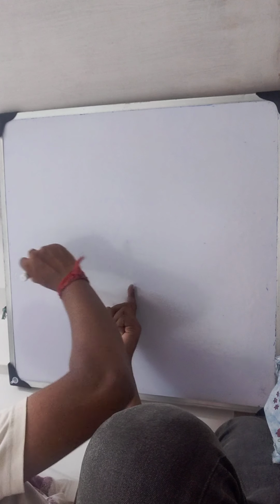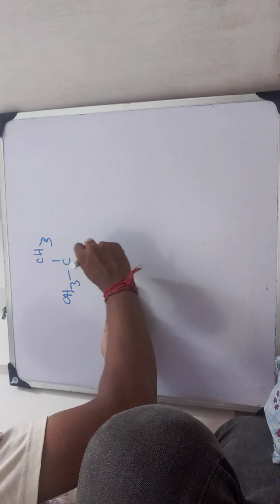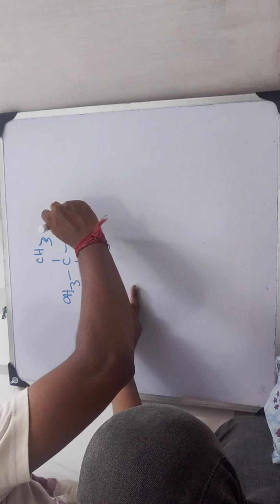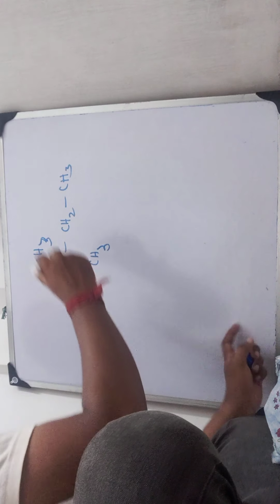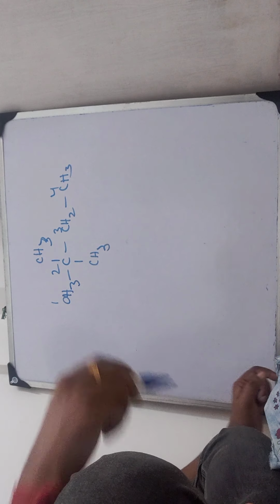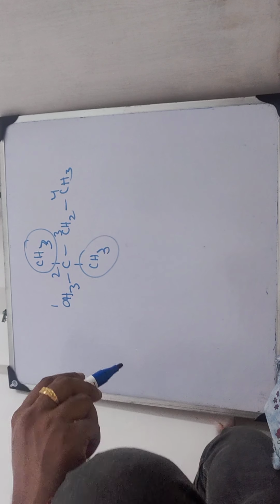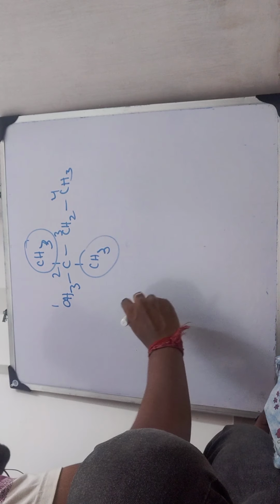CH3, C, CH3, CH3, CH2, CH3. So just place 1, 2, 3, 4. Now you can see in number 2 position 2 branches are there. Methyl, 2 methyl. So dimethyl will be the name.